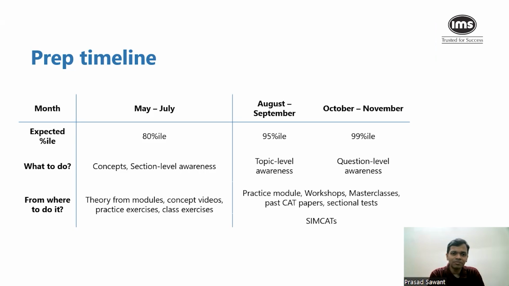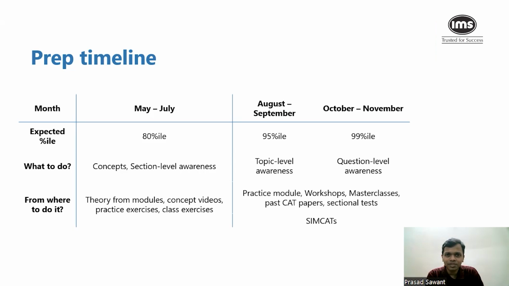The prep timeline looks something like this. May to July, the focus is on understanding concepts and building section level awareness. So knowing that, okay, I'm good at verbal, but I'm not good at quant, something like that. From where do you do this? Theory from modules, so the courseware that has been given to you. You can use concept videos. You can definitely do practice exercises and class exercises. So these are very important sources that all the IMS students have. Make sure that you make good use of this.